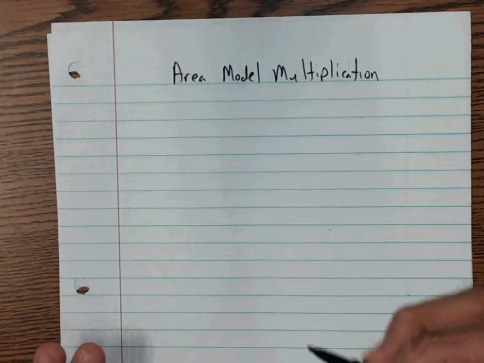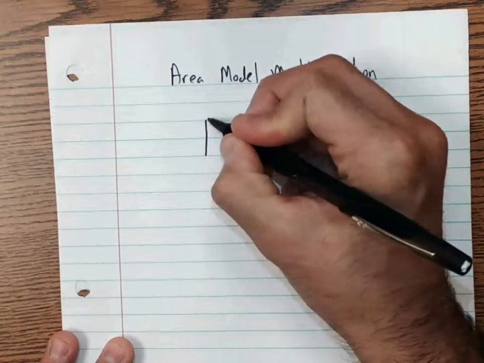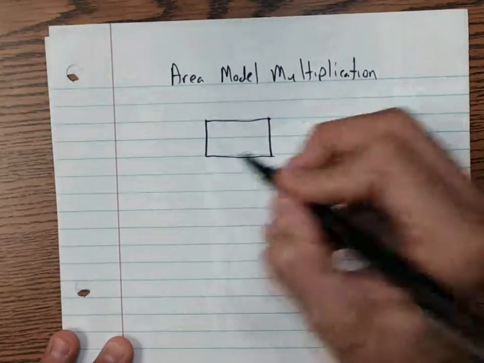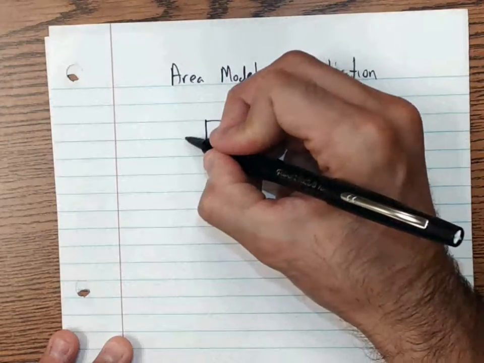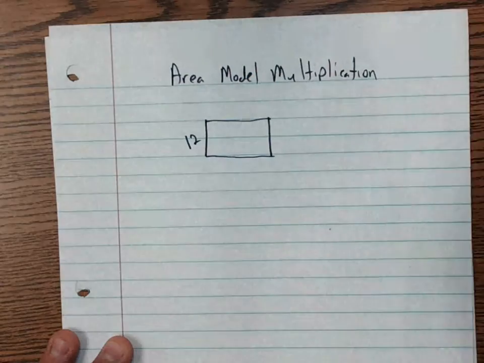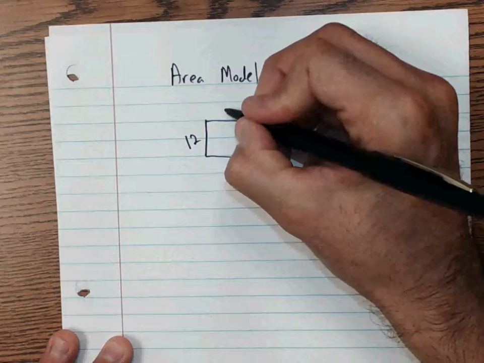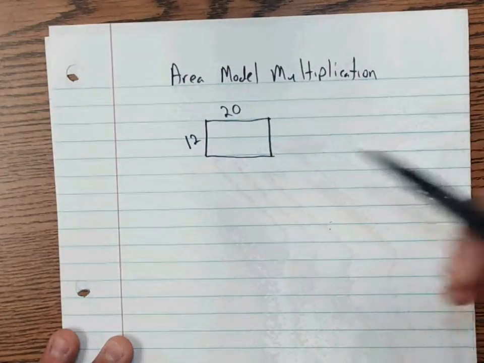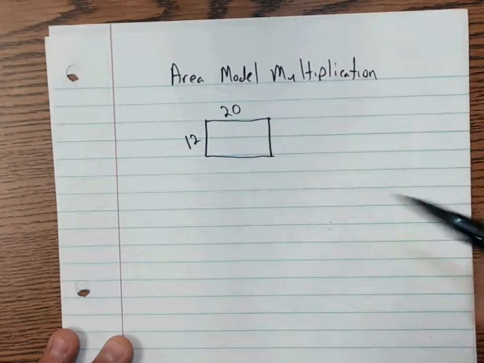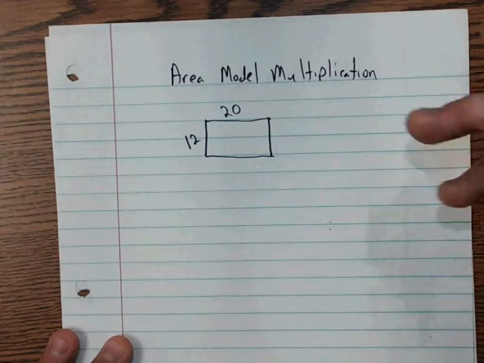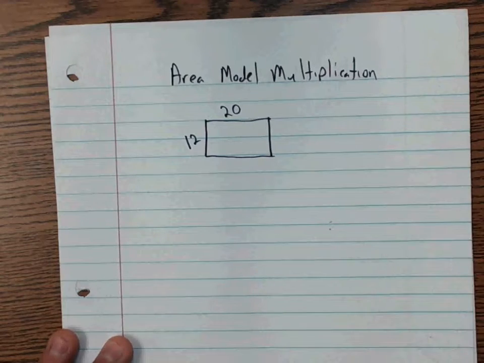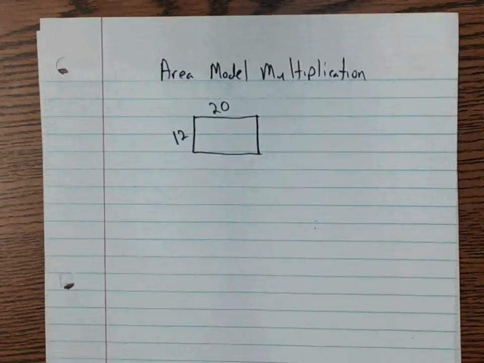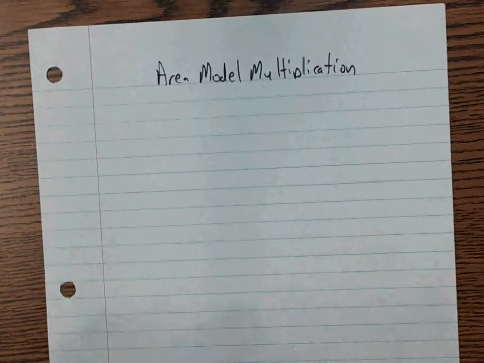Just a real quick reminder as to what area actually is. If I have a rectangle and I want to calculate the area, which is how much space this rectangle takes up, let's say this side measures 12 units, 12 inches, feet, whatever, and this side up here measures 20. Well, to get the area, we would multiply both lengths, and that gets us our area, which is how much space this rectangle takes up. So that's just a reminder as to what area is, and that's something to think about while you're doing the area model. So let's go ahead and do a few examples and add to our notes.